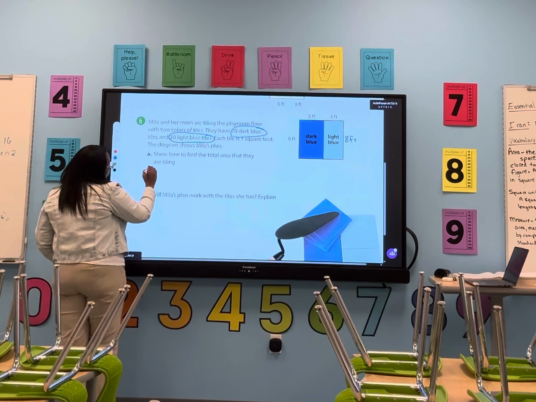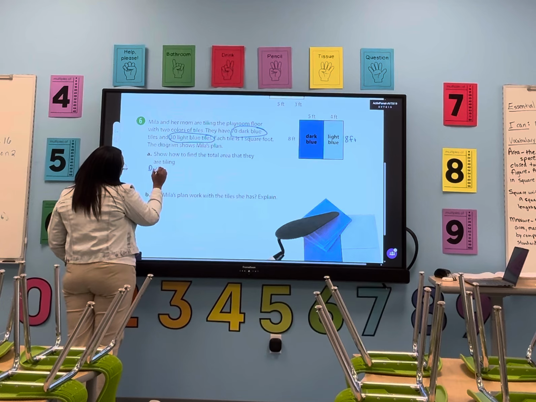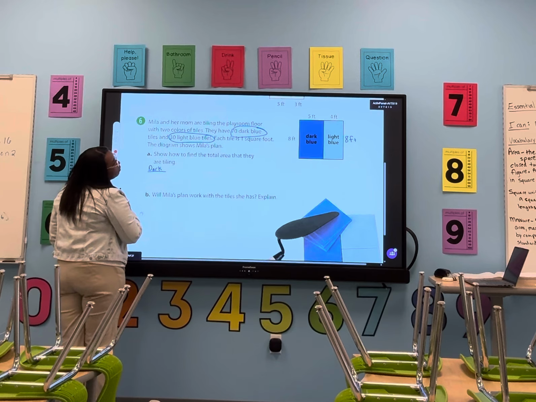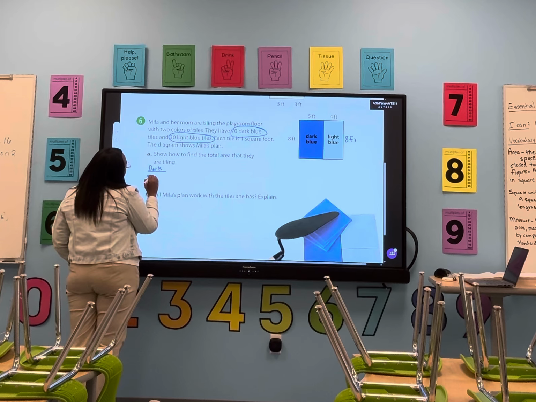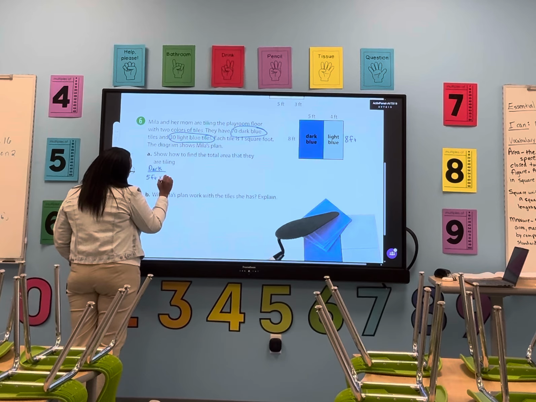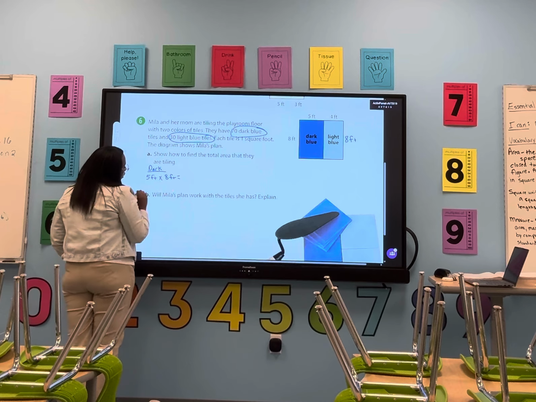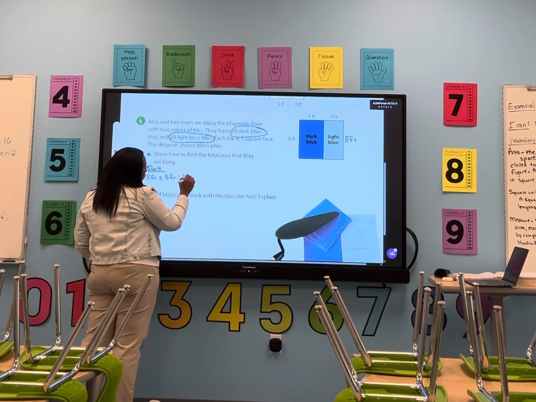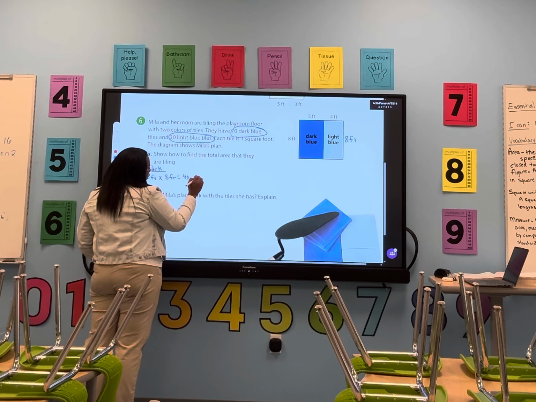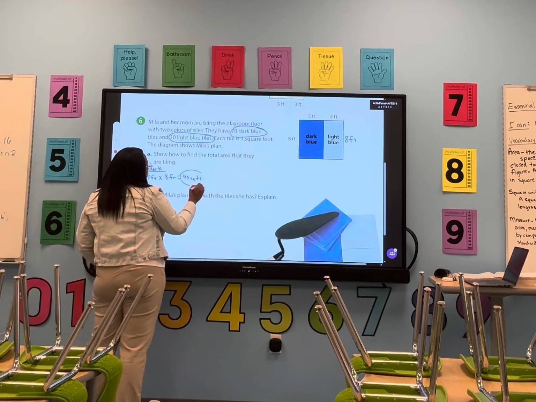So I'm going to put dark for this one. And for the dark one, we have a length of 5 feet times a width of 8 feet. And then this will give me an area of 40 square feet. Alright, so this is the dark blue.